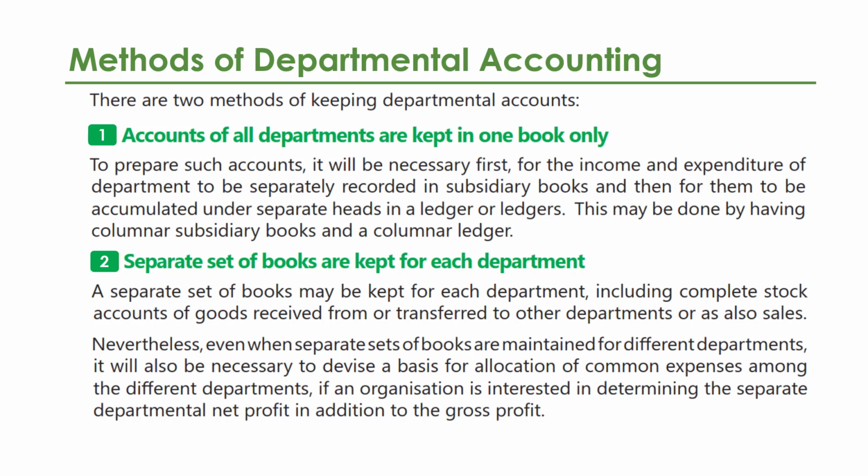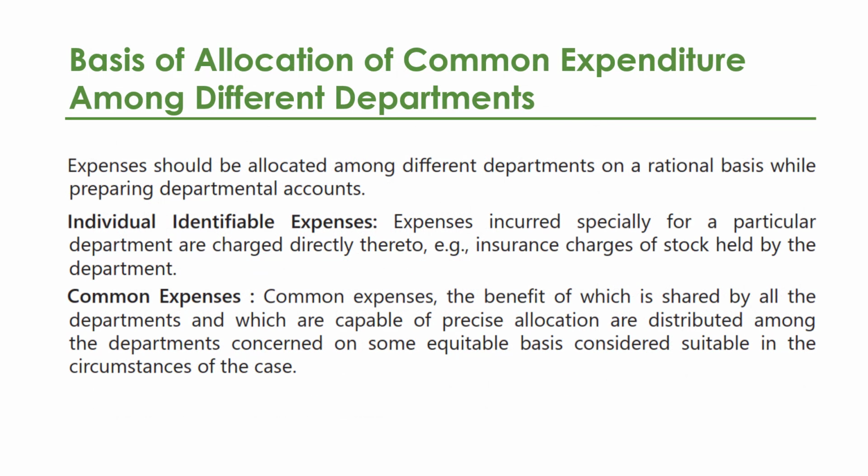This applies if any organization is interested in determining the separate departmental net profit in addition to the gross profit. Expenses should be allocated among different departments on a rational basis while preparing departmental accounts. Expenses incurred especially for a particular department are charged directly thereto, like insurance charges of stock held by the department, and will be categorized as individual identifiable expenses. And common expenses, the benefit of which is shared by all the departments and which are capable of precise allocation, are distributed among the departments concerned on some equitable basis considered suitable in the circumstances of the case.